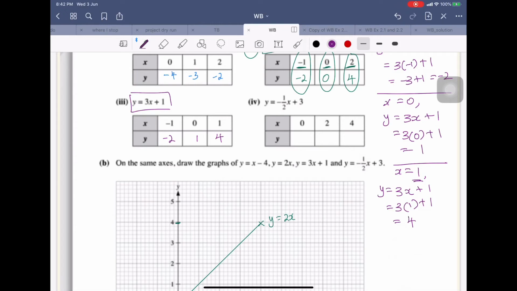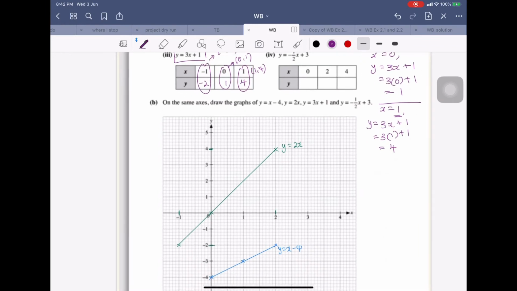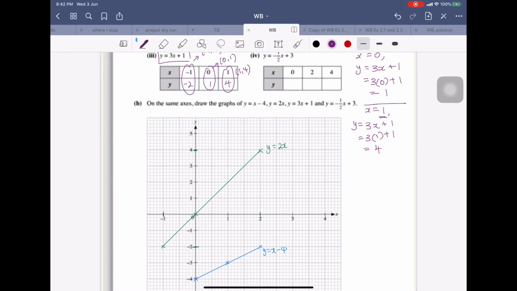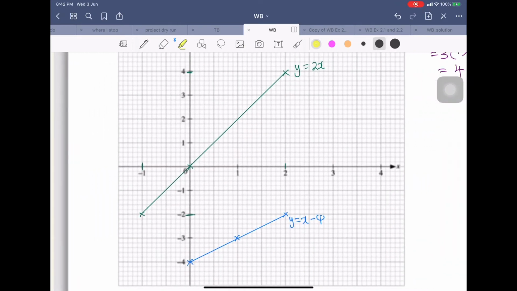So I have 3 pairs of x and y. Each pair will form a coordinate. So I have to plot these 3 coordinates on the graph. The first one is -1, -2. So x is -1, y is -2. It happens to be the same point. It's okay, they can overlap.